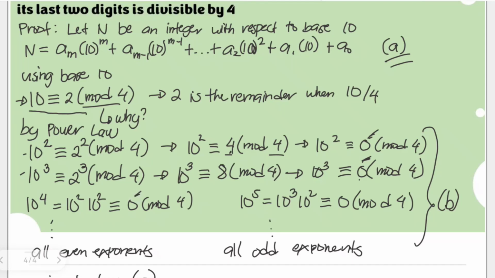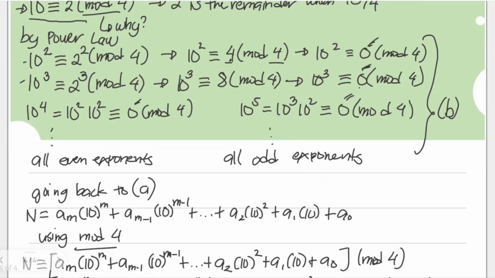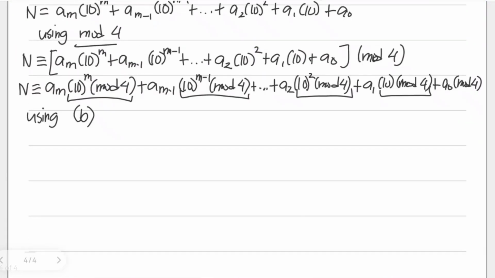10 to the power 5 is also 0, including all even exponents and all odd exponents. We will have 0 modulo 4. This would mean this n here is just equivalent to a sub m times 0. You have your 0, this is just 0. This is also 0 plus a sub m minus 1 times 0 plus dot dot dot plus a sub 2.